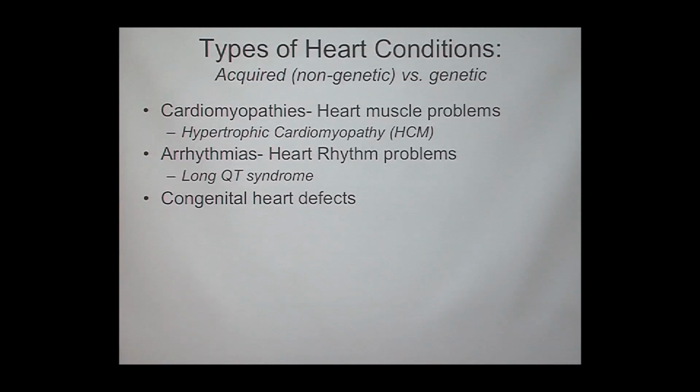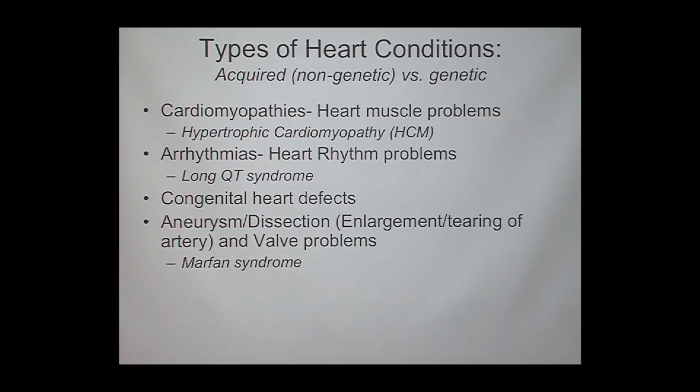You can have congenital heart defects. These are developmental, occur in the womb, where the plumbing just isn't hooked up quite right. Or we can have aneurysms or dissections, enlargement or even tearing of an artery wall, and valve problems. And there we have lots of genetic disorders. One of the primary ones, Marfan syndrome, that we know and can look for.